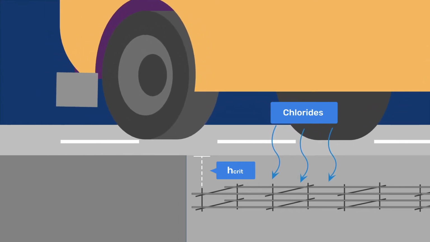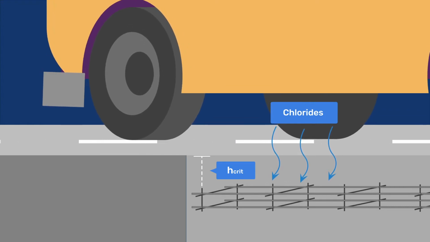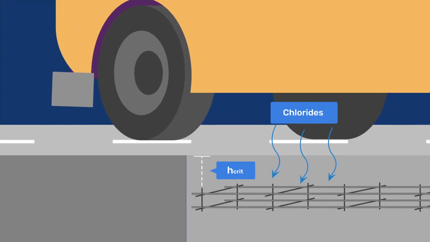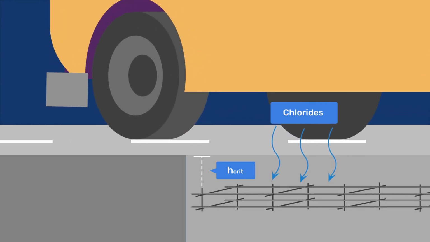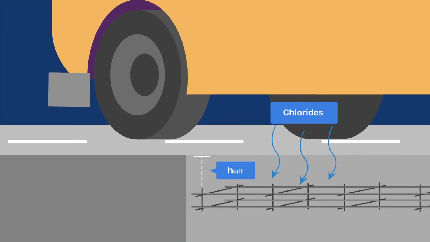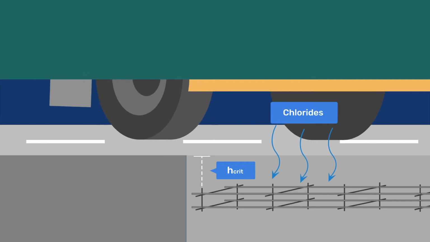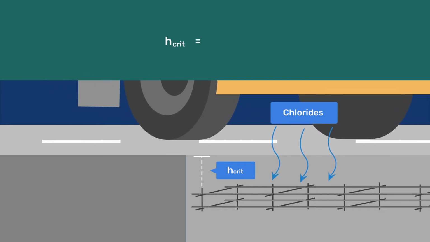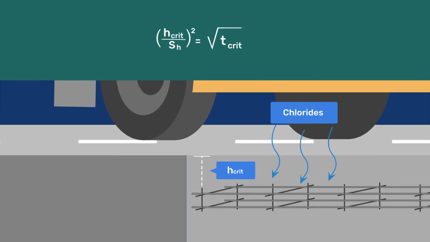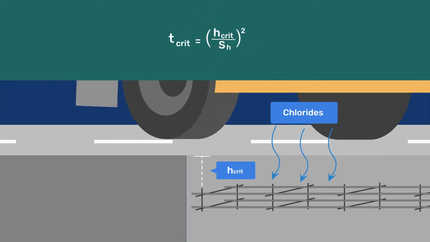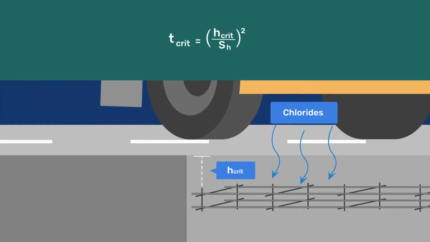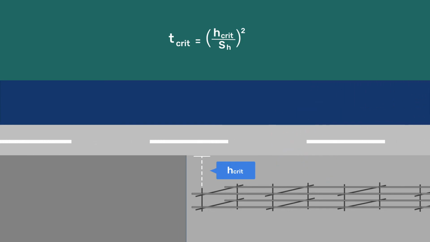Let us, for example, consider a concrete road that is initially dry. In that case, water and de-icing salts can be sucked into the pores of the concrete by capillary pressure, and then we can find the critical times in terms of sorptivity, starting from h crit equals sorptivity times square root of time, so that h crit over sorptivity is the square root of time, which gives us that t crit equals the ratio of h crit over sorptivity to the power 2.